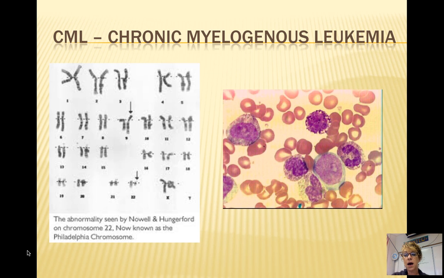CML is a cancer that affects the cells that make white blood cells. In the cancer cells of people with CML, a translocation has occurred. A portion of chromosome 22 has switched with a portion of chromosome 9.